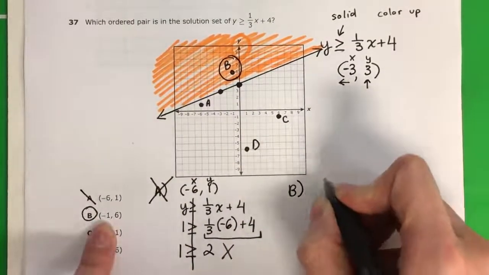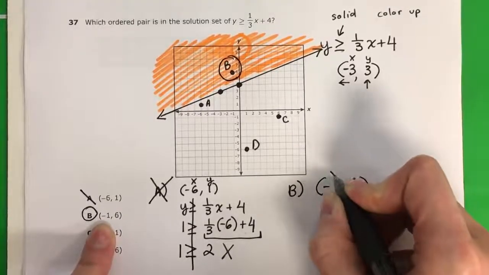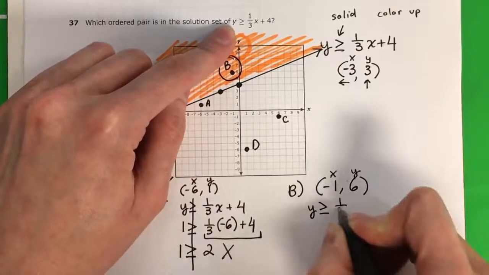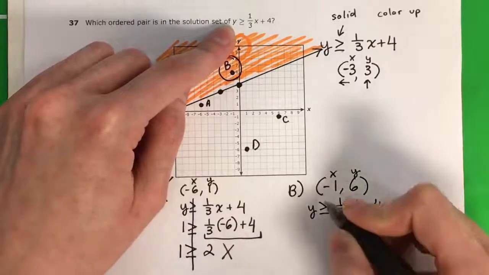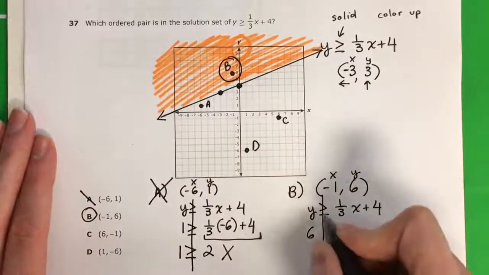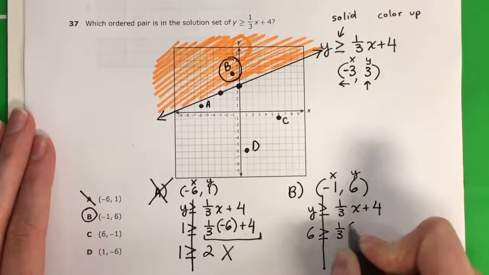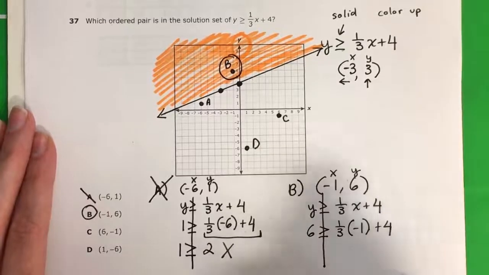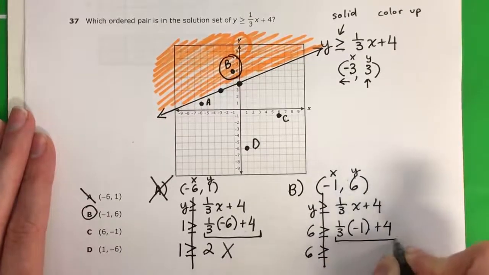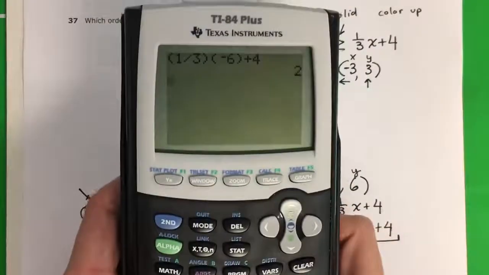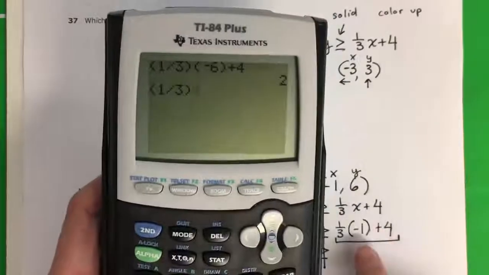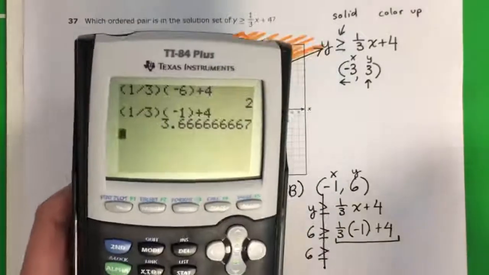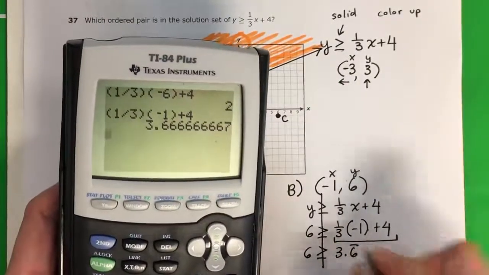B, okay? Now we have -1, 6. -1 is our X and 6 is our Y. Here's our equation. Y is greater than or equal to 1/3 X plus 4. Let's put our numbers inside. So 6 is greater than or equal to 1/3 times X is -1 plus 4. Remember, put the numbers in parentheses. Copy 6 is greater than or equal to. Put this all in the calculator. So we will have parenthesis 1 divided by 3 parentheses -1 parenthesis plus 4. Enter. And I'll just leave it a decimal. 3.6 repeating.